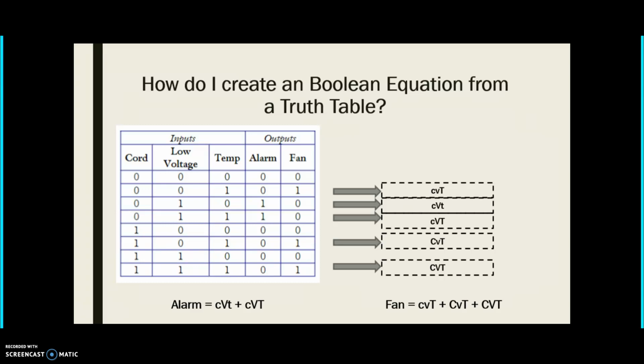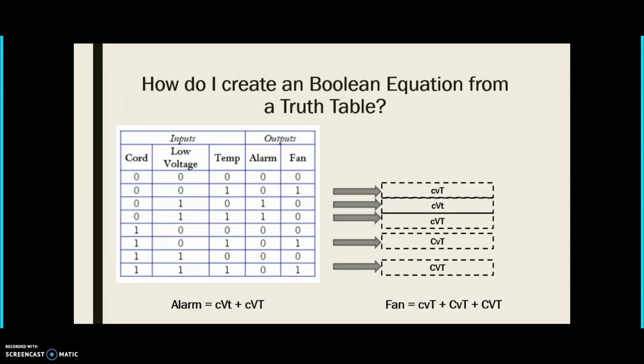Every time an output is true, what we can do is look at our inputs and pull out a product. So for example, the first time fan is true, it is because cord is not true, voltage is false, and temperature is true. Or another way of saying that is C not, V not, and T. That gives us our one product.